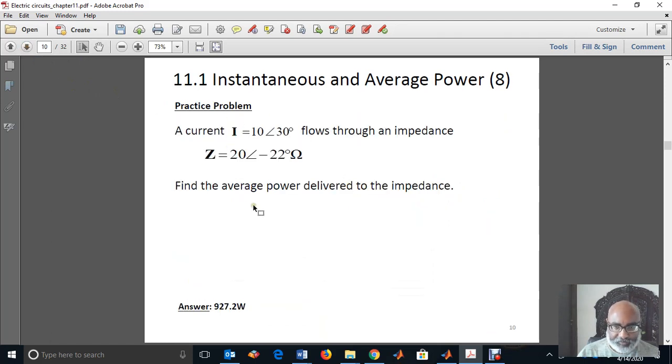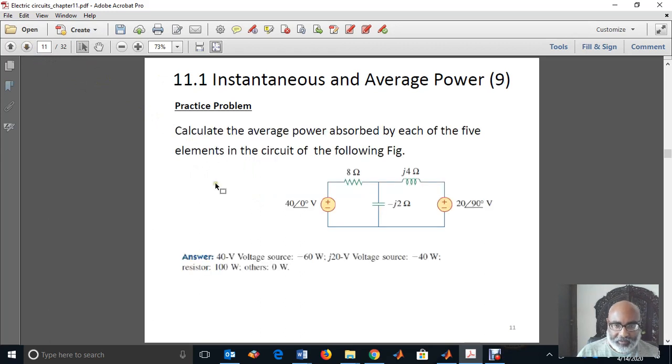Okay, this is a practice problem. Current is given. Again, impedance is given. Find the average power delivered to the impedance. And this is also straightforward, not difficult. You can do it.